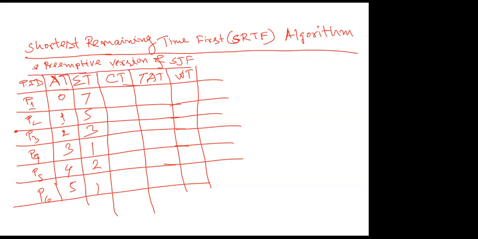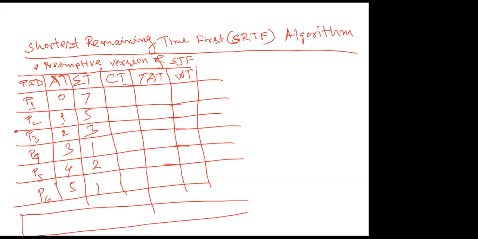So let's draw the Gantt chart for the SRTF algorithm and see how it works. This is the starting point for the Gantt chart. We'll start at time unit 0. Let me remove this and make it a little bit smaller.